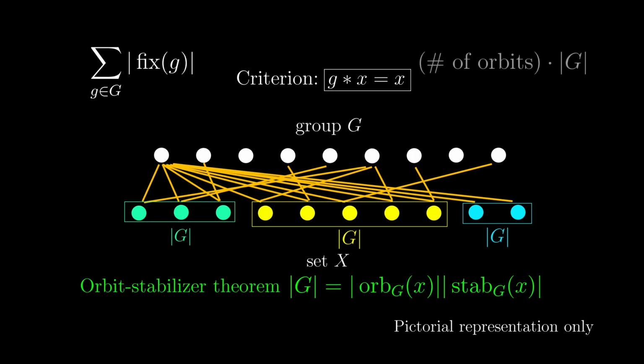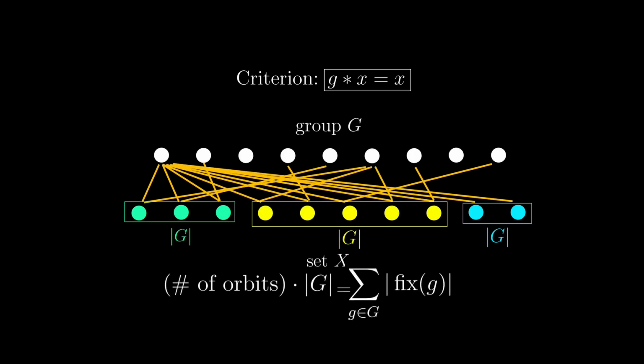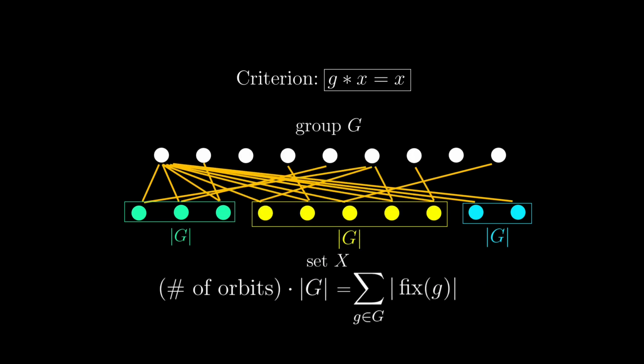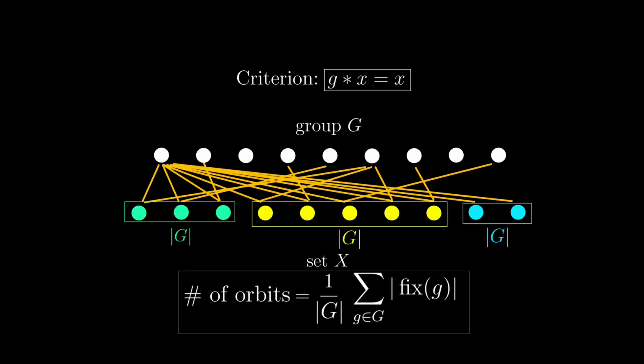So the grand total is the number of orbits times the size of the group. Because these two expressions come from counting the same thing, they should be equal. And by simple rearrangement, we can get the expression for the number of orbits. This result is known as Burnside's lemma, the topic of this video.